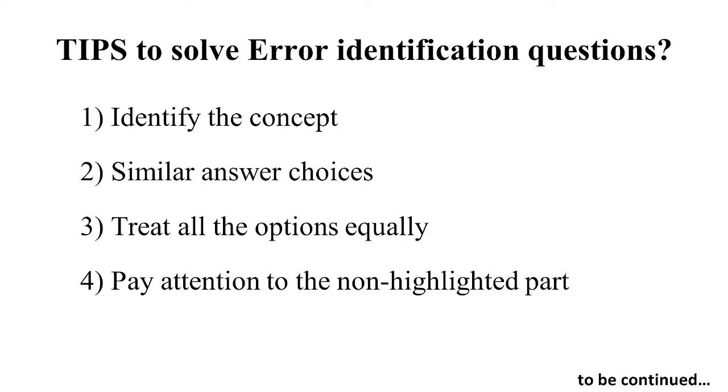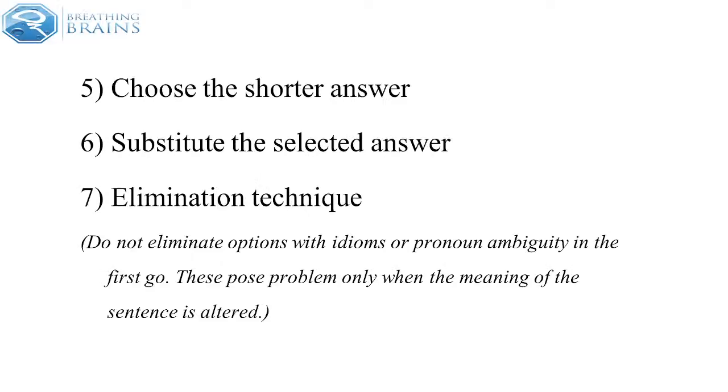Number 4, pay attention to the non-highlighted part, that is important. Number 5, choose the shorter answer generally. Number 6, substitute the selected answer. And number 7, elimination technique. That elimination technique is very important, but do not eliminate options with idioms or pronoun ambiguity in the first go. These pose a problem only when the meaning of the sentence is altered.